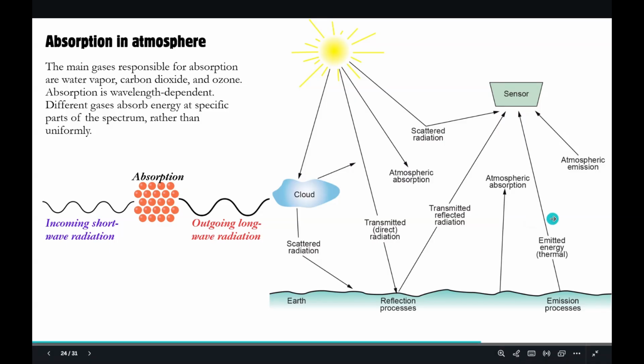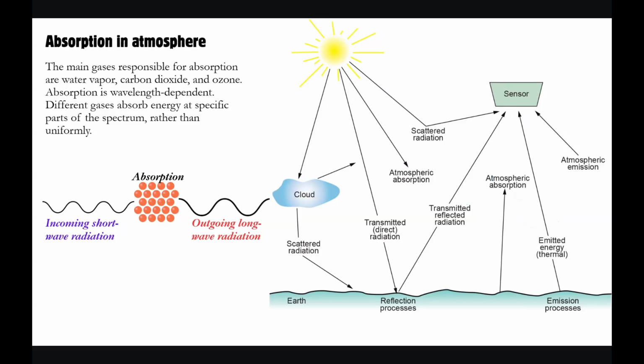But then if the concentration of these atmospheric gases, like carbon dioxide or water vapor, which absorb the outgoing heat radiation, increases, then what is going to happen? There will be more trapping of heat, and hence the global warming effect. Have you understood this part?